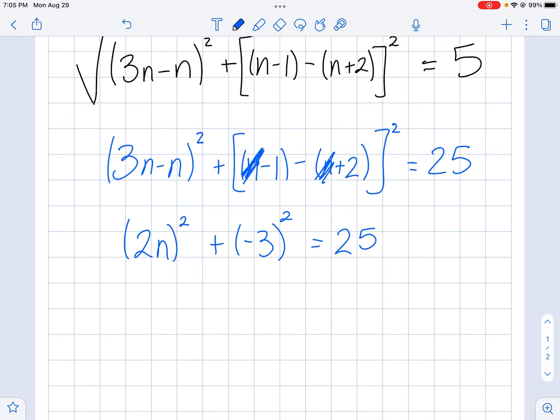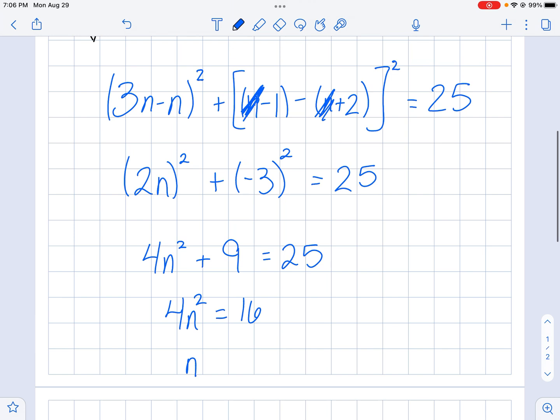So now let's keep simplifying. 2 squared is 4. n squared is just n squared. Negative 3 times negative 3 is 9, equals 25. And now if I subtract 9, 4n squared equals 16, n squared equals 4.